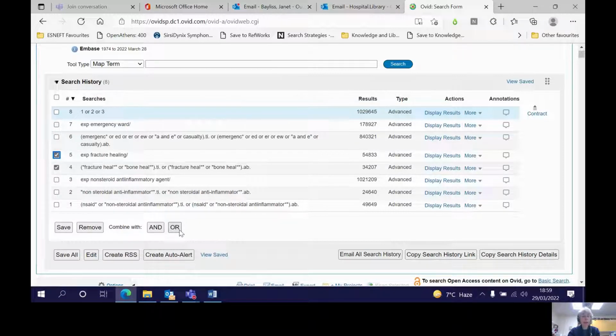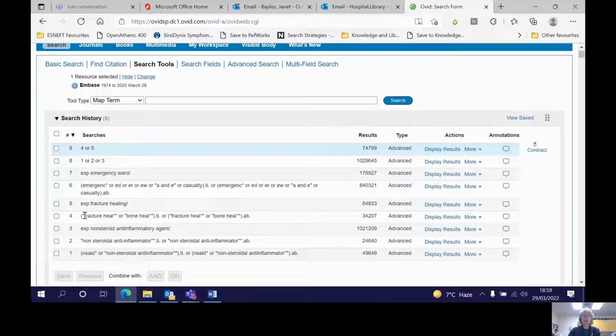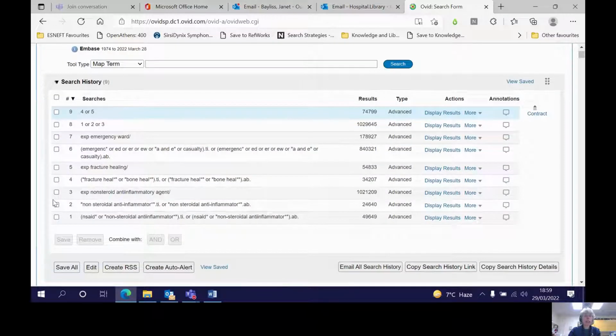Now I'm going to combine my results for bone healing or fracture healing. And as you can see, again, I do have a very large amount, not quite as much maybe as with the previous one, but it's a great deal. Okay, and finally, I'm going to combine my concepts around emergency wards. I'm just having a think.